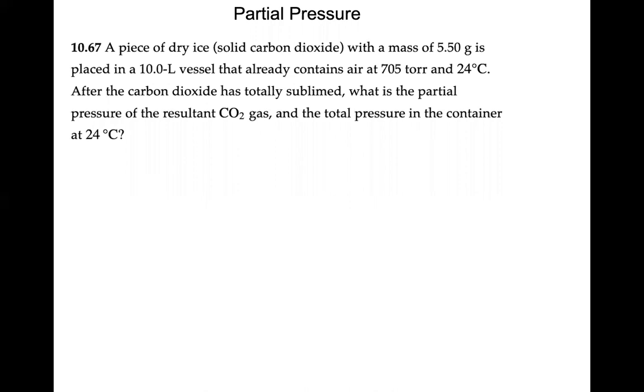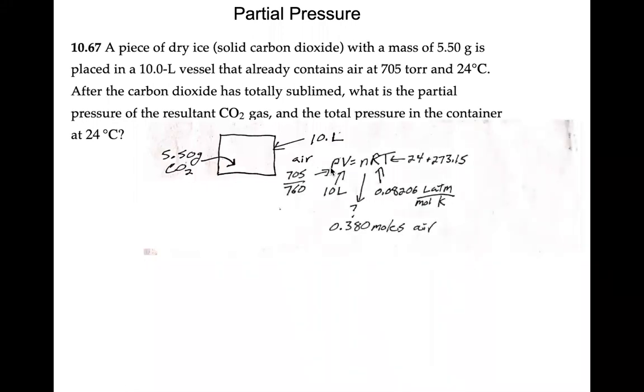So if I were solving this one, I would start by saying, I want to make a little sketch so I can get straight with what we're talking about. There was a 10-liter container. It initially had air in it. And to that, I'm going to add 5.5 grams of CO2. So it's asking me about, well, tell me about the final conditions. So let's first take care of that air. And you know how I'm going to do that. I'm going to set up PV equals nRT and see what my missing variable is within that. I'm going to write PV equals nRT.